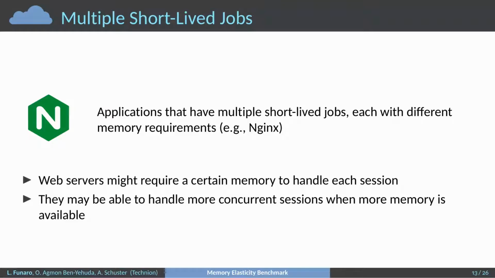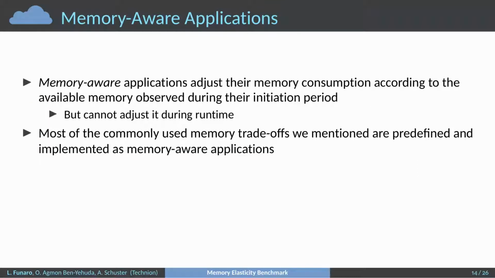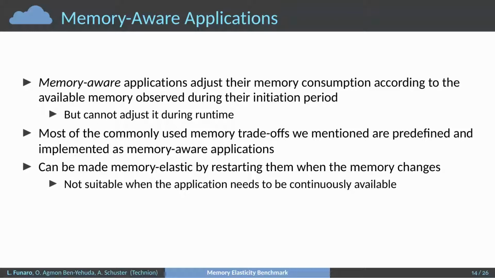A web service, for example, requires some memory to handle each session. Such applications can handle more concurrent sessions when more memory is available, so their concurrency can be tuned according to the available memory. Note that the example applications that I mentioned before are in fact memory aware, but not memory elastic. This means that they can adjust their memory consumption according to the available memory that was observed during startup, but not during runtime. We can restart these applications when the memory availability changes, but it may result in poor performance and will not fit users that require continuous availability.